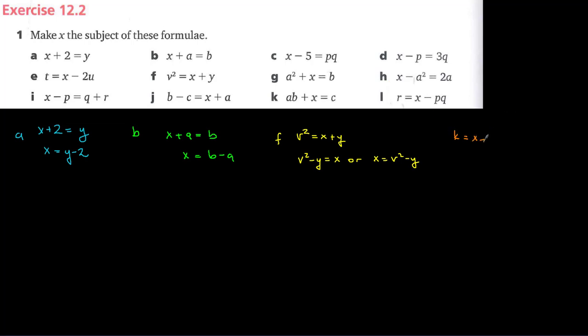X plus k, pardon, a times b, this is the question K, a times b plus x is equal to c. If you want to leave x alone, you should send the ab to the other side together. So it's going to be x is equal to c minus ab, and x is the subject of the formula.